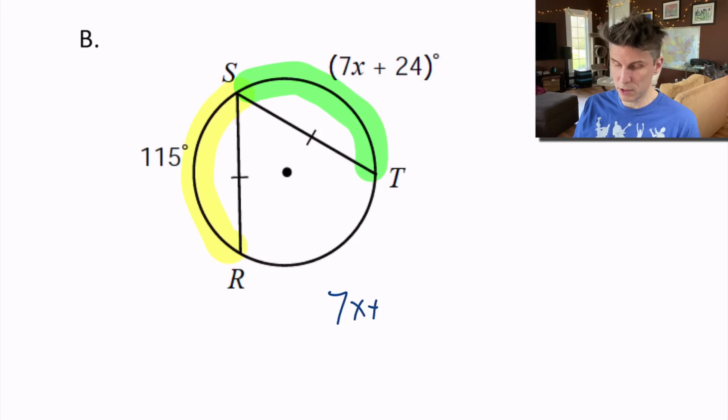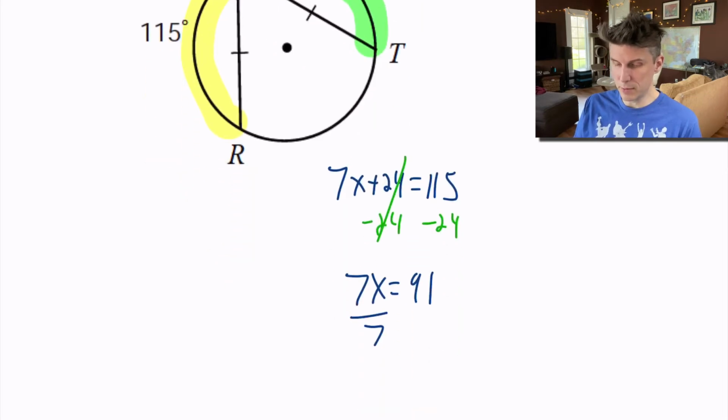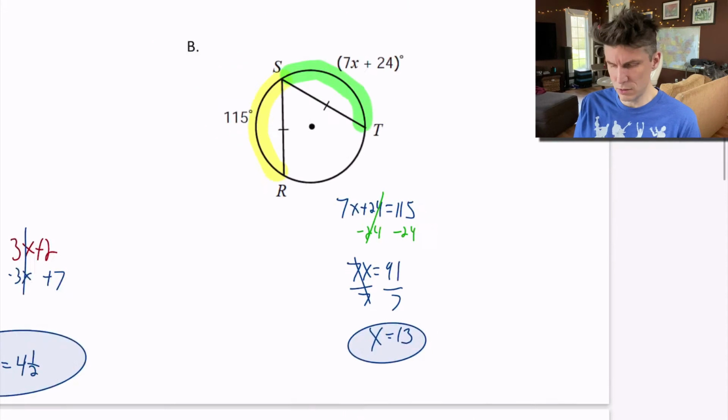That means 7x plus 24 equals 115. I'm going to subtract 24 from both sides, and that's going to be 7x equals 91. And then if you divide by 7, 91 divided by 7 is 15.